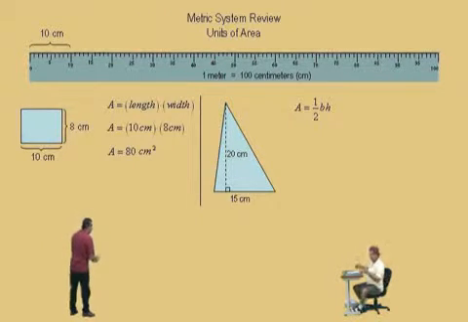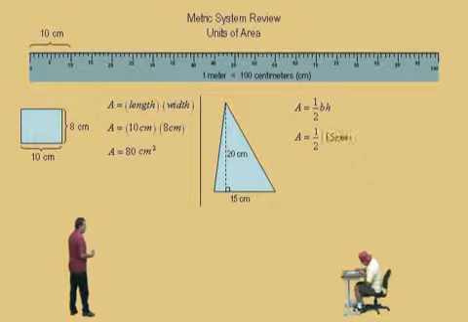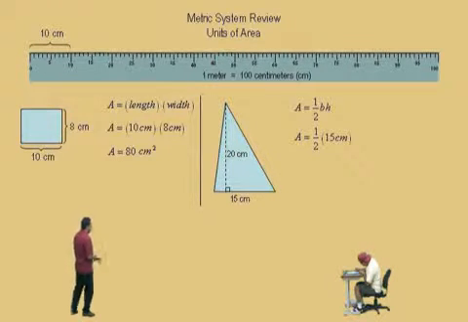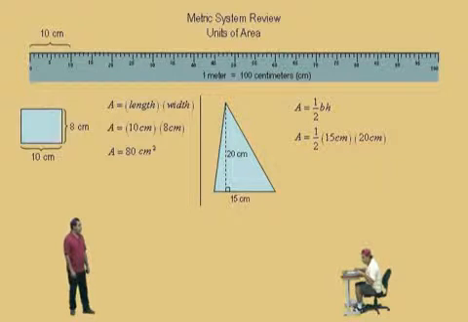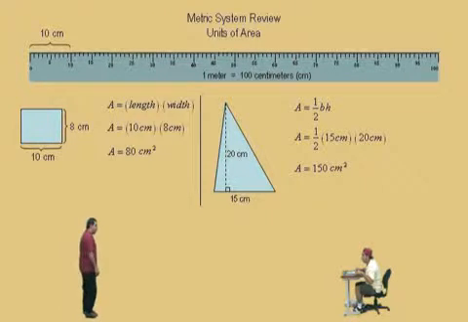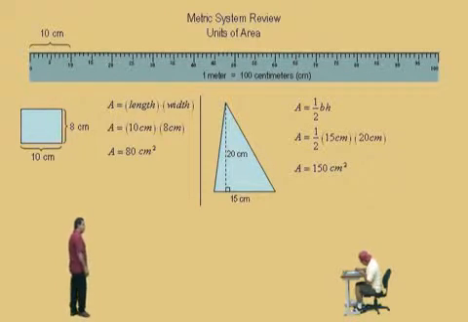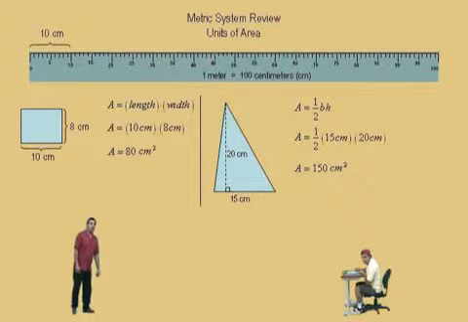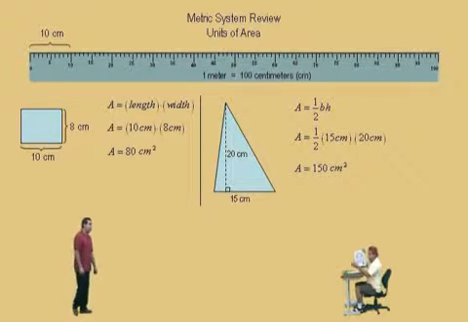Now, all we got to do is put our numbers in. Area is 1/2. The base is 15 centimeters. Its height is 20 centimeters. And so, what's our answer, Charlie? It's going to be 150 centimeters squared. What do you get for your final answer, Charlie? 150 centimeters squared. You really don't need a calculator for that one either. So there you go. There are some area problems. Now, let's go on.